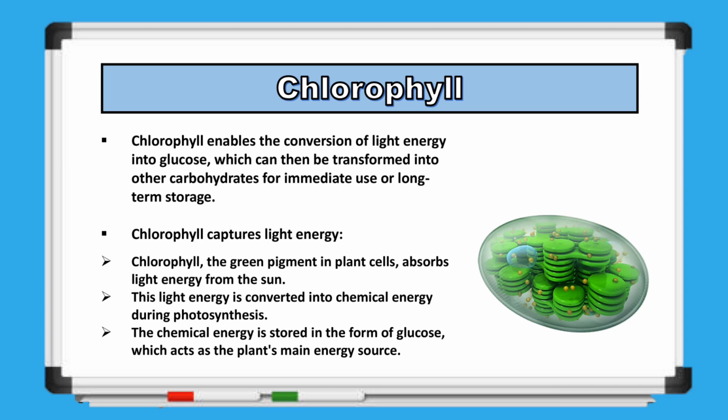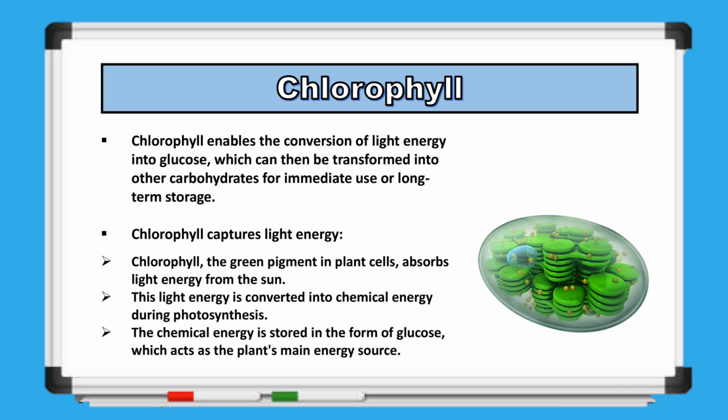Chlorophyll is the main substance that allows plants to capture light energy from the sun and convert it into glucose. This glucose can either be used immediately by the plant or stored by converting it into other carbohydrates for future use. As we already discussed, chlorophyll is the green pigment found in plant cells, specifically inside structures called chloroplasts. It's especially effective at absorbing light from the red and blue parts of the spectrum.